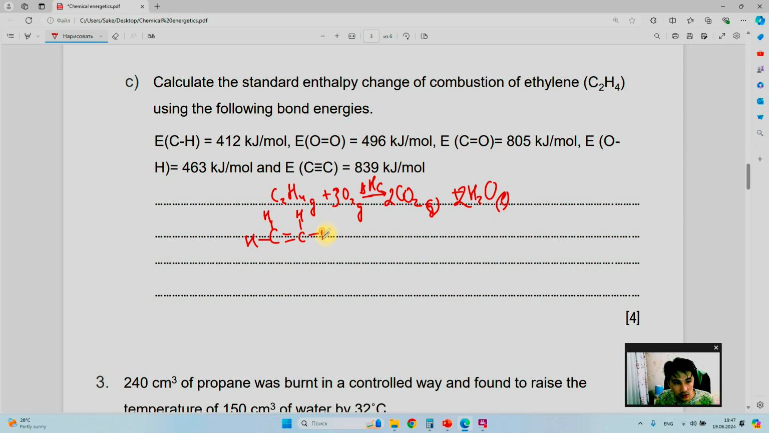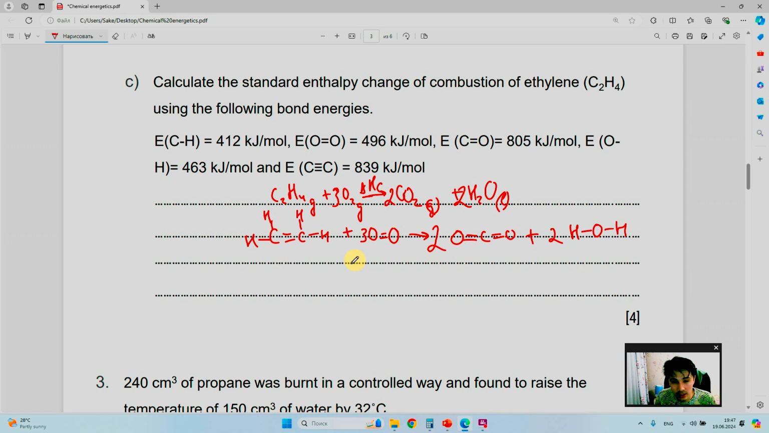So ethylene, it's an alkene, so you must show the double bond. So we have oxygen double bonds, and we have 3 of them, and we have the structure of carbon dioxide, which is looking like that, and we also have 2 of them, and we have 2 water molecules with single H-O bonds.